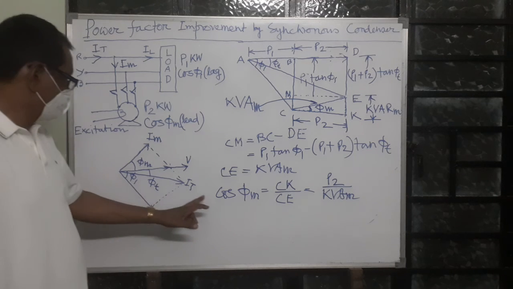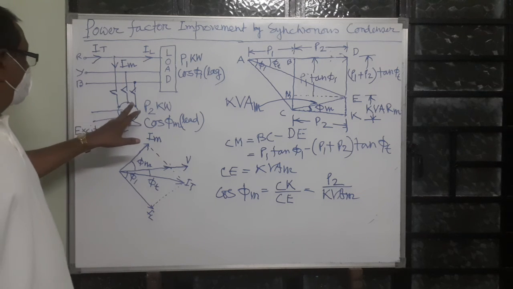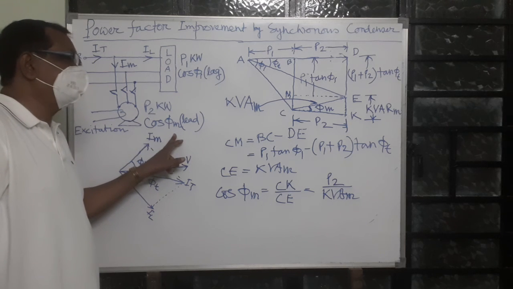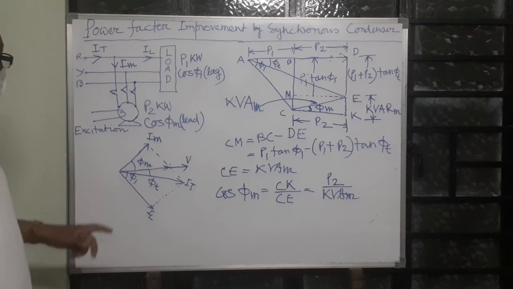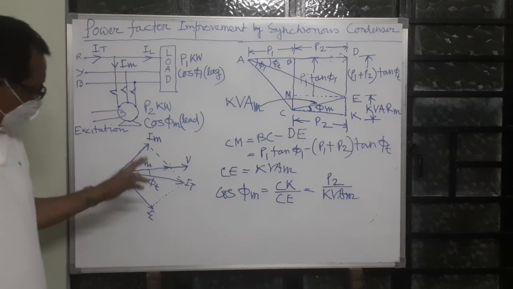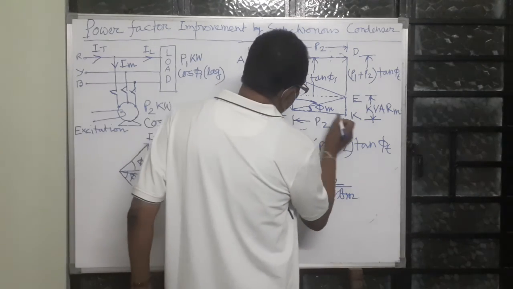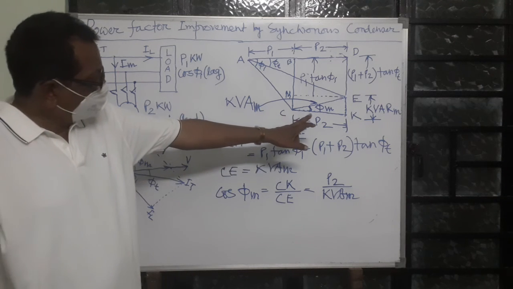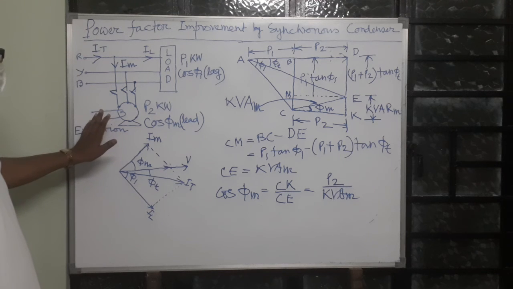So by this system we calculate the leading kVAR supplied by the synchronous machine, and the power factor at which it is operated. In the vector diagram it is seen that it is always leading. So this is the power factor and this is the power triangle of the synchronous machine, which is leading. So we calculate the power factor of the synchronous machine.